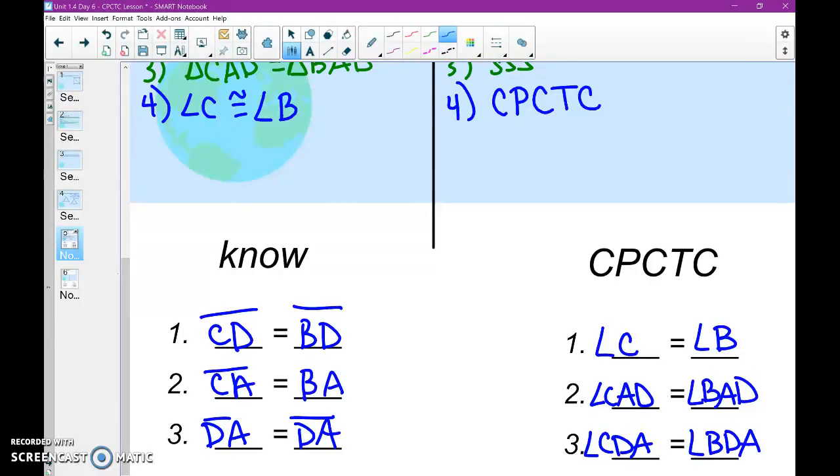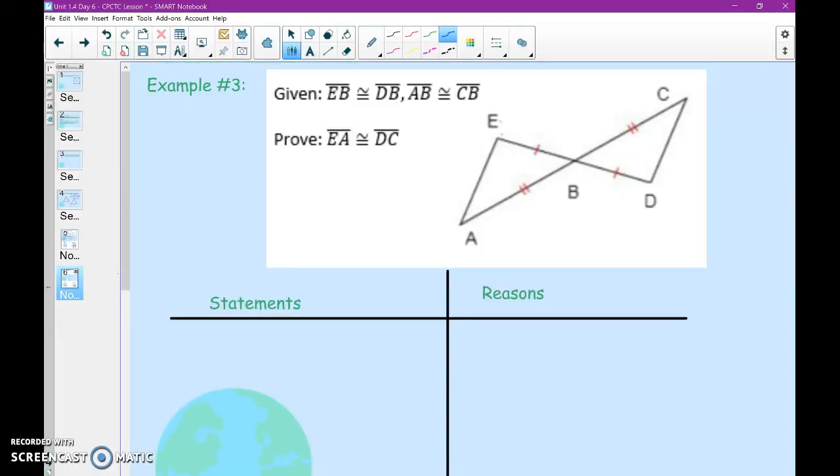So that's the leap we get to make now that we've proven the triangles are congruent. Okay, so I just wanted to show you that once we know the triangles, we know everything, but you have to do that first. You can't do CPCTC until you do SSS or SAS or ASA or AAS. Those have to come first.